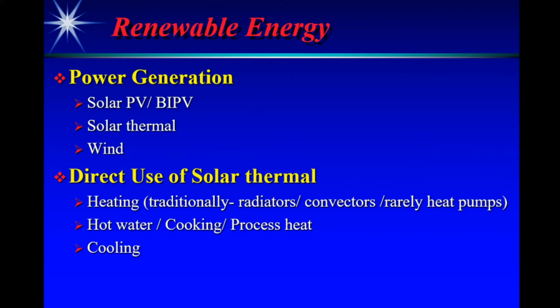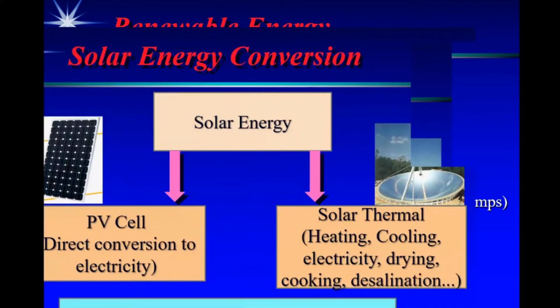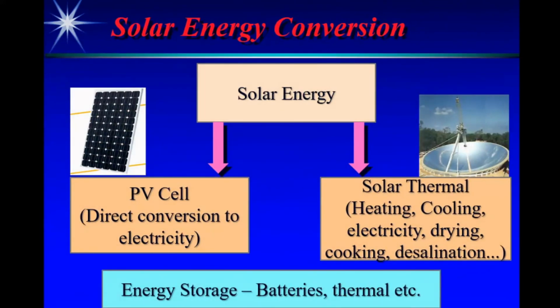Solar thermal can be directly used for heating wherever there is a requirement. It could be used for generating hot water, for cooking, or for some process applications, or it could even be used for cooling. There are several technologies which are now there for generating cooling from heat. So the two routes are mentioned here.